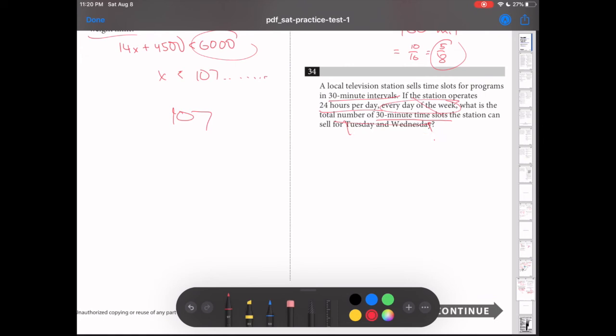Alright, that is going to be 2 days worth of programming, 24 hours per day, times 2 days. And this is for each hour. In each hour, you can actually have 2 slots per hour because, you know, they're 30 minutes. You multiply that out, it's going to be 96, your answer.